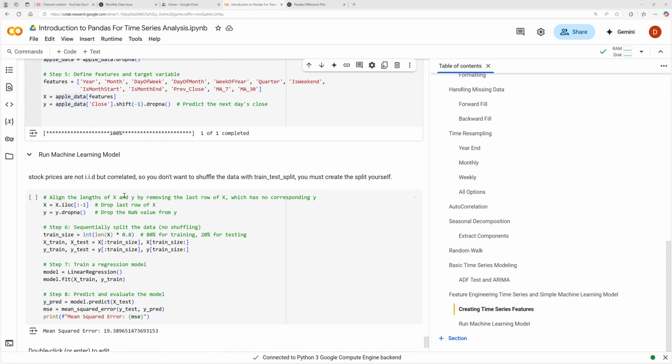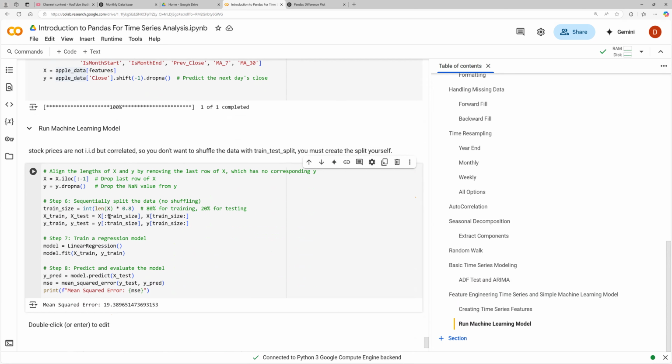And we run the machine learning model. We drop the last row in X, we drop the NaN values in Y. We sequentially split the data. There should be no shuffling. That's an important point to make, I think the most important point. We've got something in scikit-learn called train test split, and that shuffles the data, okay? We want to keep the sequence preserved. It's not IID, independent and identically distributed, but the values are correlated. So you don't want to shuffle the data. You have to create the split yourself.